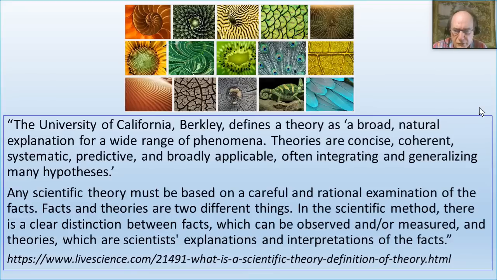So let's review some things here about what we mean by theory, just briefly. So I'm quoting here from a website, livescience.com. The University of California, Berkeley defines a theory as a broad, natural explanation for a wide range of phenomena. This is what I'm going to present to you. A theory of why there's a zodiac and the details of how the elements are created. So what I'm going to present to you is a broad, natural explanation for a wide range of phenomena, an explanation of why a lot of things exist in astrology.